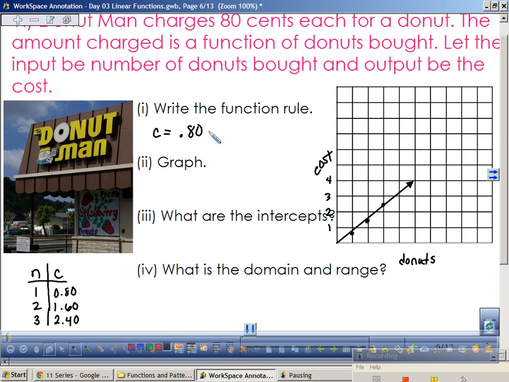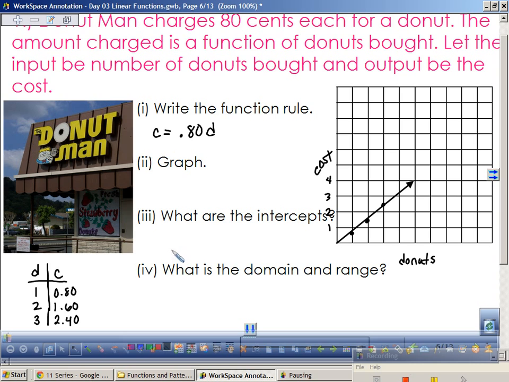0.80 per what? Donut, or we use N, right? You want to use D for donut? Make that a D. 80 cents per donut? Make this a D. Perfect. What are the intercepts?